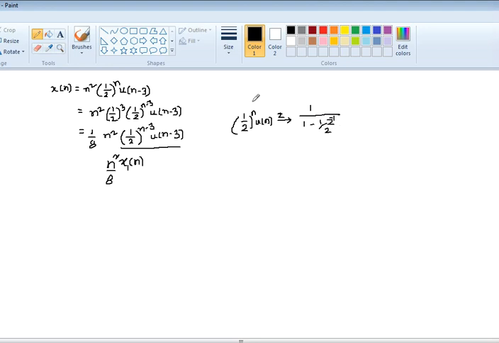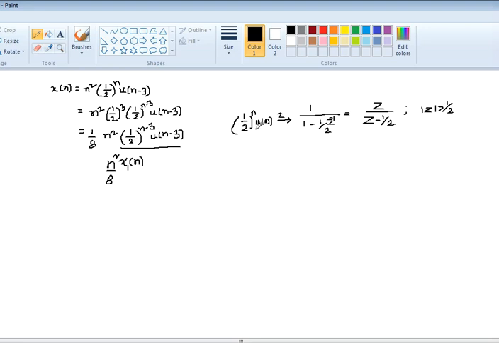So it is just like alpha raised to n u of n, whose z transform is 1 by 1 minus alpha z raised to minus 1, and when we simplify this one, it becomes z divided by z minus half. So we know that the z transform of 1 by 2 raised to n u of n is z by z minus half, with the ROC condition that z is greater than 1 by 2.